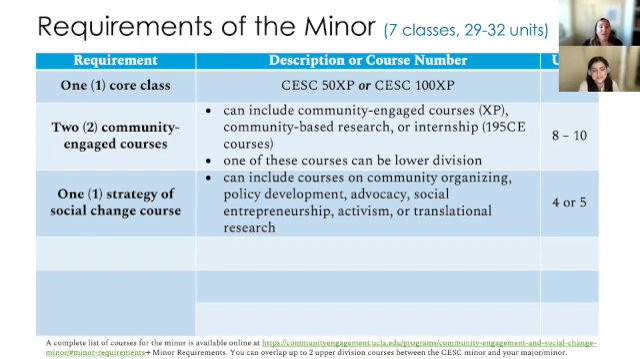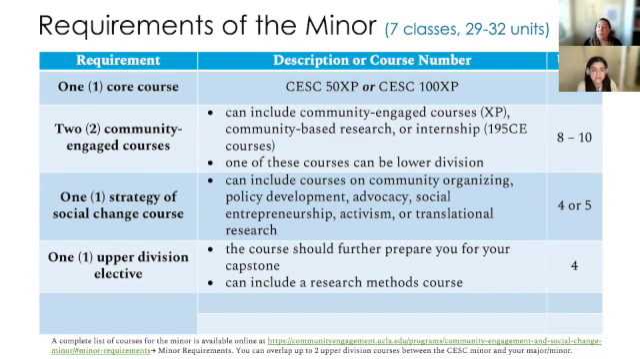Next, we have our Strategy of Social Change course. And this is when in the minor you start to transition to thinking about what you want to focus on for your final capstone project. So these courses can include community organizing, policy development, advocacy, all of the examples you see here. And ideally, you would be choosing a class in a department or on a topic that really interests you as it relates to social justice and social change.